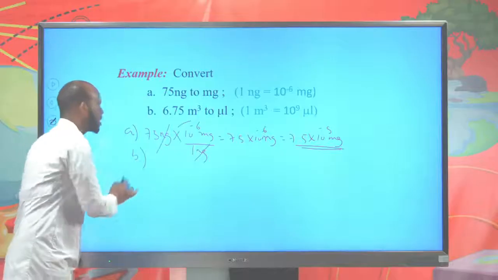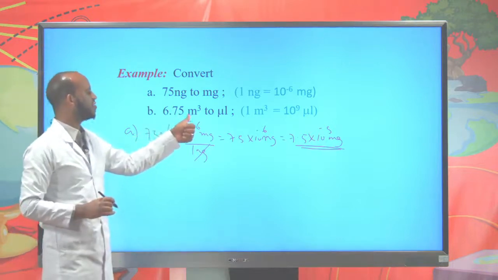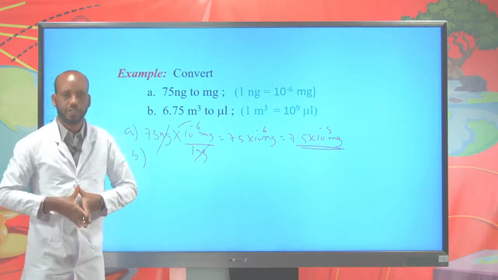B. Convert 6.75 meter cube to microliter.